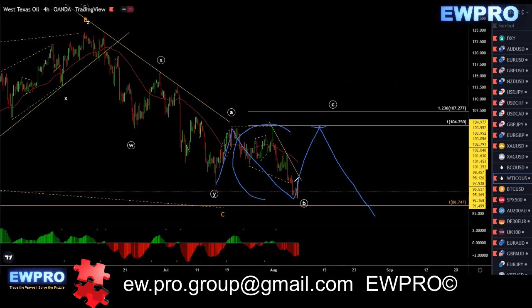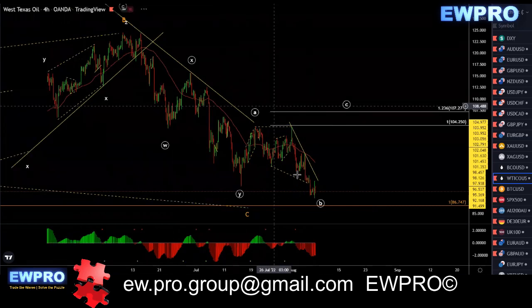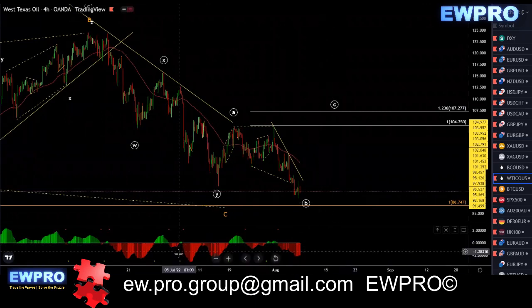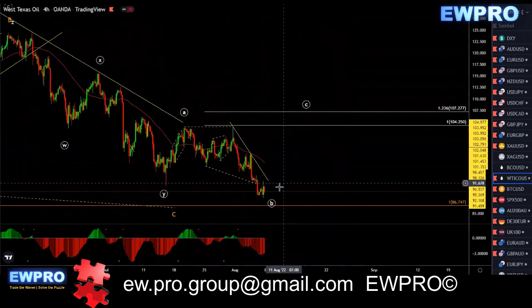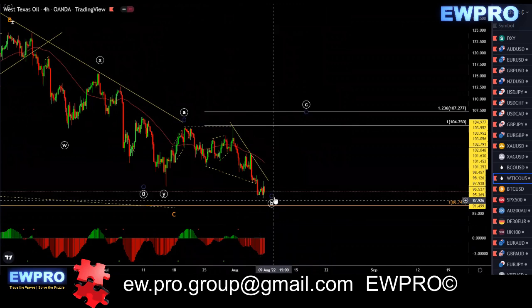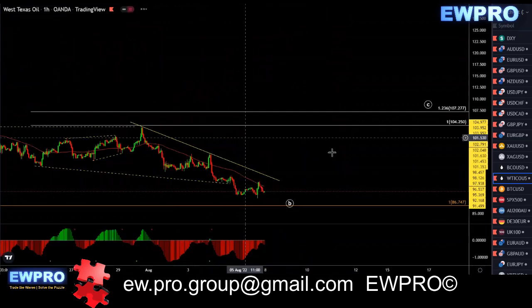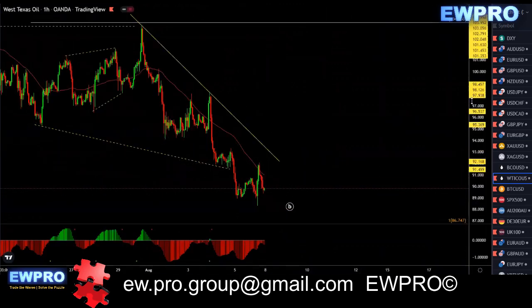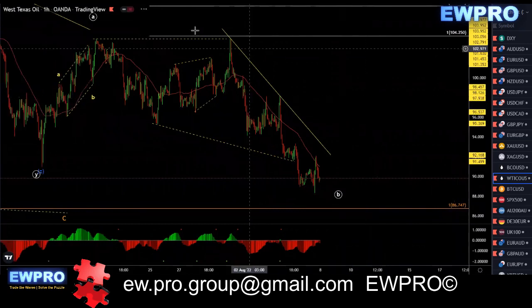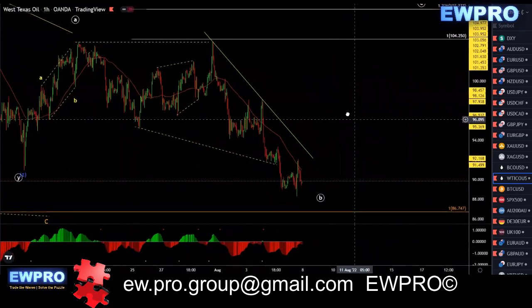If this is the flat, we'll get more downside. If this is the wave Z, well, we are getting bullish divergence. So you don't want to miss the buy on this. Whatever way we're looking at it, we're looking at a buy.